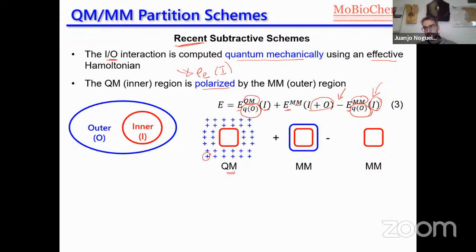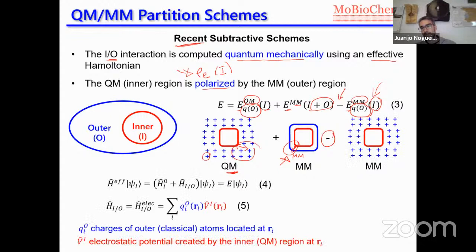But if we do this, we are taking into account this interaction at quantum mechanical level. Here, we also have this interaction, but at classical level. But this interaction is counted two times. So we need to delete the interaction at classical level. So here we have a minus. We also include here the classical charges. And now this interaction between the inner region and the classical charges is computed classically. In this way, we delete this with this, right? And then this interaction is just computed at quantum mechanical level.